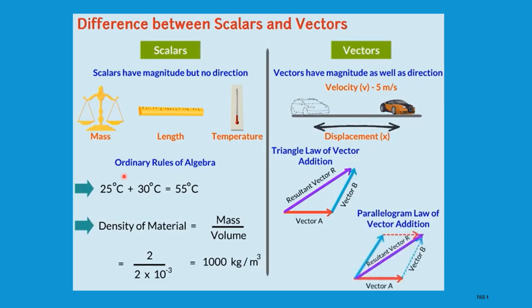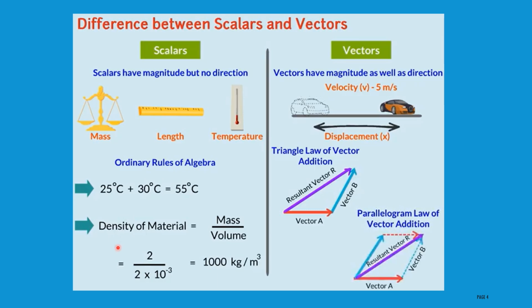Then here one important thing, the third one is very important. Scalars we can add, subtract, multiply, divide. We will follow the ordinary rules of algebra. Consider an example here: 25 degrees Celsius plus 30 degrees Celsius. Here we will follow simple addition. We will get 55 degrees Celsius. Here we are following algebraic addition.